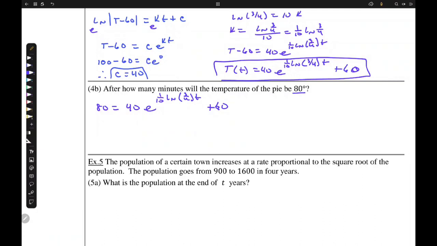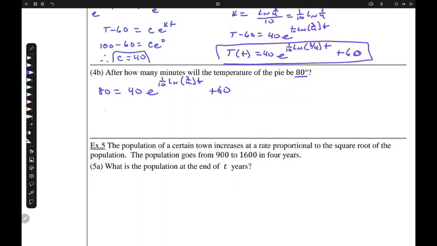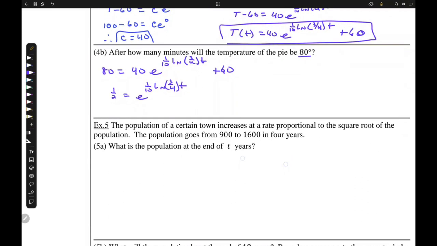So we want to get 40 e to the 1/10 natural log of 3/4 t all by itself. So I'd subtract 60 from both sides. And so 80 minus 60 would be 20, and then I would divide both sides by 40. And so we're going to end up with 1/2 is equal to e to the 1/10 natural log of 3/4 times t. So we want to keep solving. We're going to take the natural log of both sides, and we're going to get the natural log of 1/2 is equal to 1/10 times the natural log of 3/4 t.